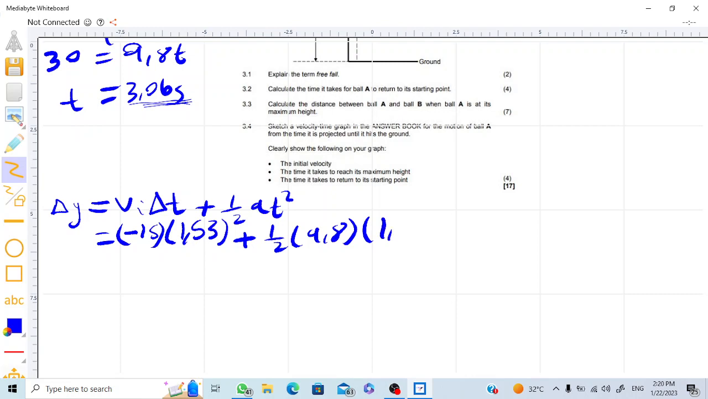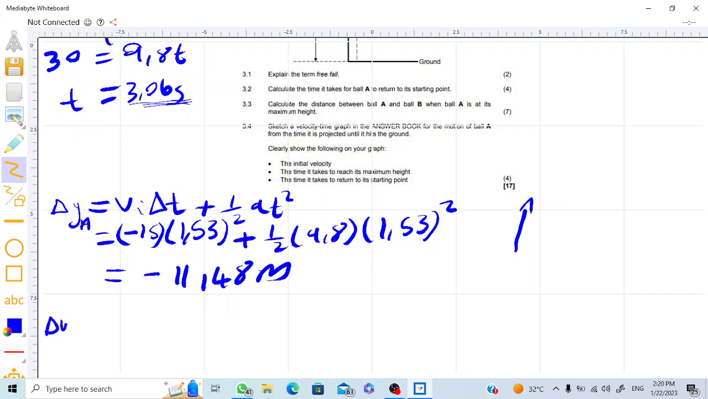Okay, 1,53 squared. Now you calculate everything else, punch it into the calculator. You're going to have a negative, this is not a squared, ne? It's a half from the upwards equation. So it's a negative 11,48 meters. Why is it negative? Because ball A moves in the upward motion. Okay, that is the reason. Now that is where ball A is.